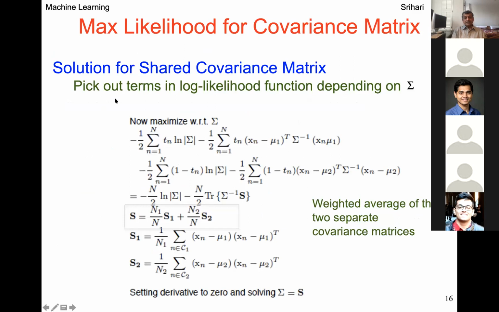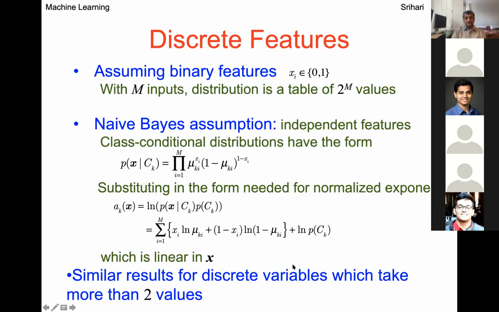And the more complicated one is maximum likelihood for the covariance matrix, the shared covariance matrix. So we need to set up the expression again, look at the likelihood function and take only terms that involve the common covariance matrix. And then you end up figuring out the weighted average of the two separate covariance matrices, which is defined like this. S1 is defined as the covariance matrix of the first class, S2 is the covariance matrix of the second class, and setting the derivative equal to 0 is what gives us the solution.